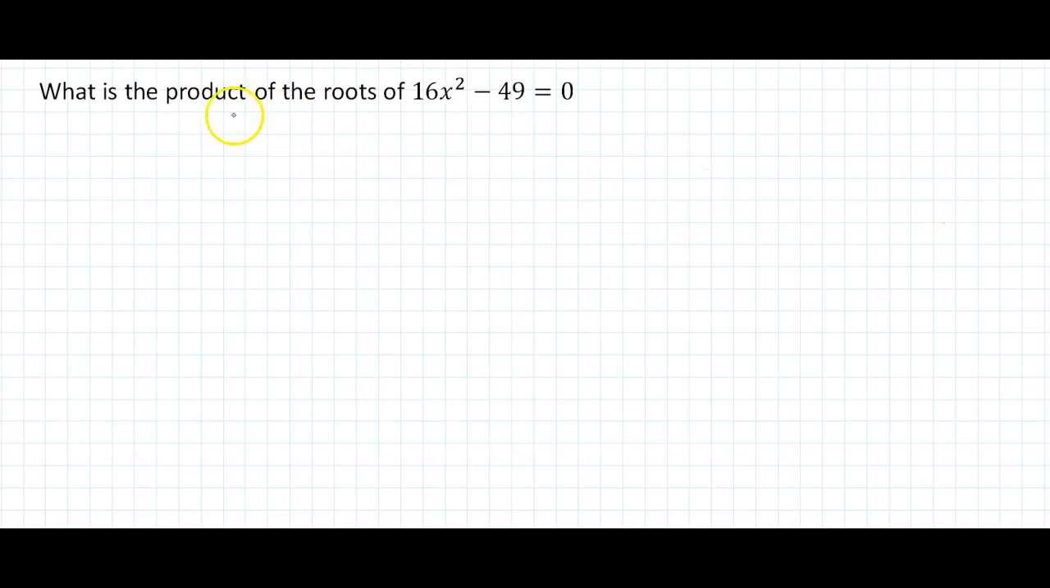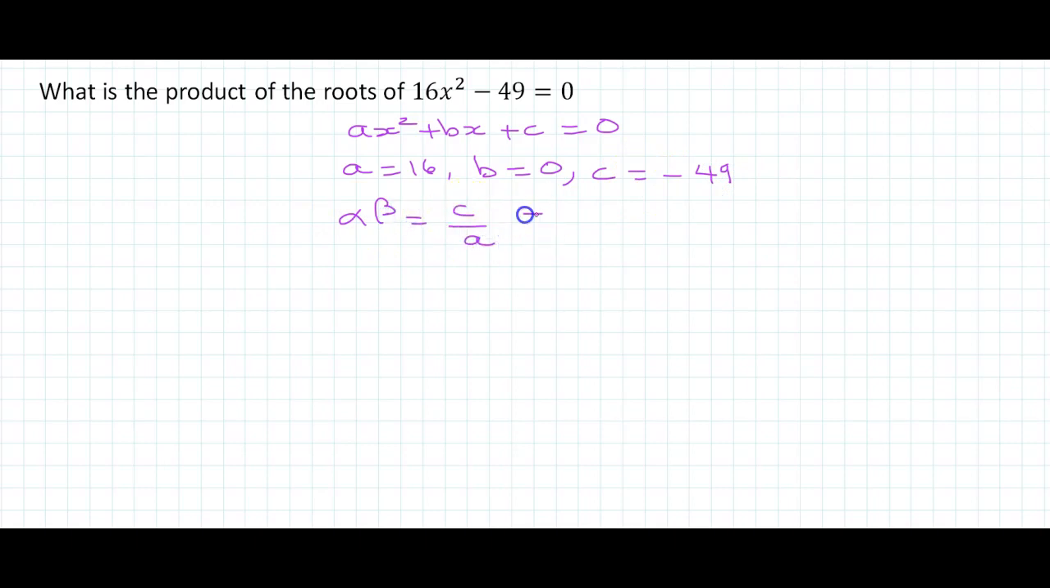The next example, we're going to do the same thing. Ax squared plus bx plus c equal to 0. A is equal to 16. B is equal to 0. Notice we have no value for b here, so that's going to be 0. And then c is equal to negative 49. So alpha multiplied by beta is c over a, which is negative 49 over 16. Whenever you're in algebra, you don't have to write things in a mixed form. You can leave it in this form. It's going to be acceptable by most algebra teachers.